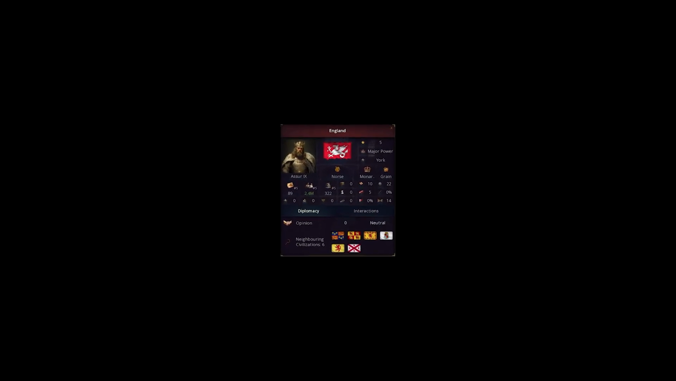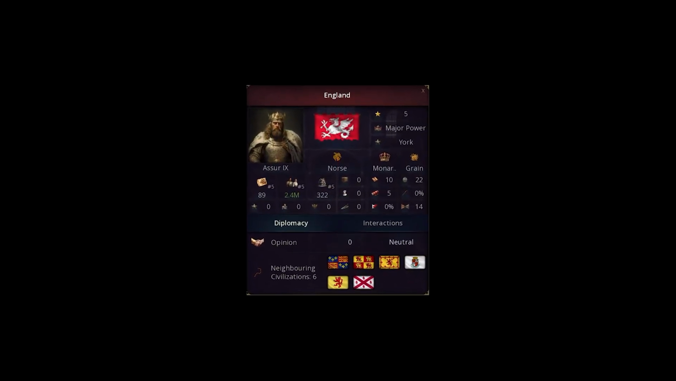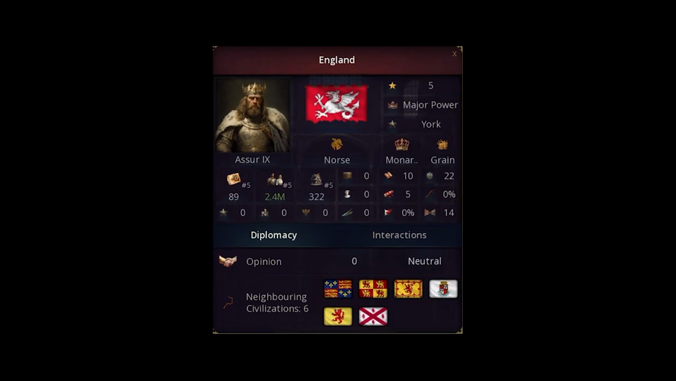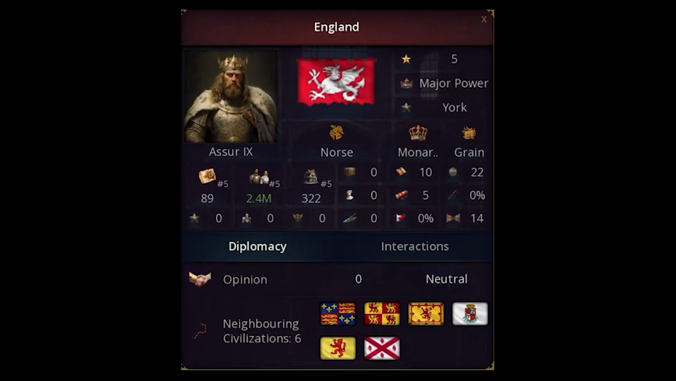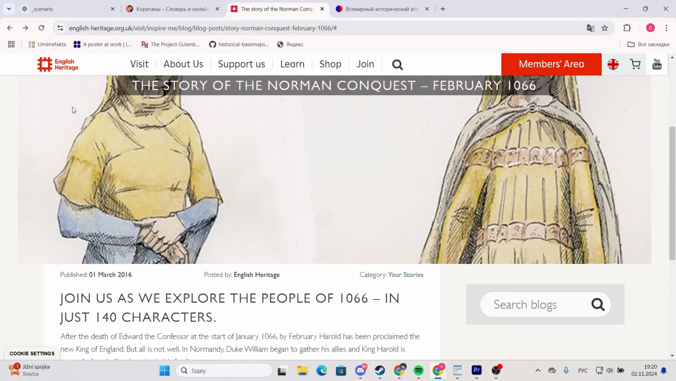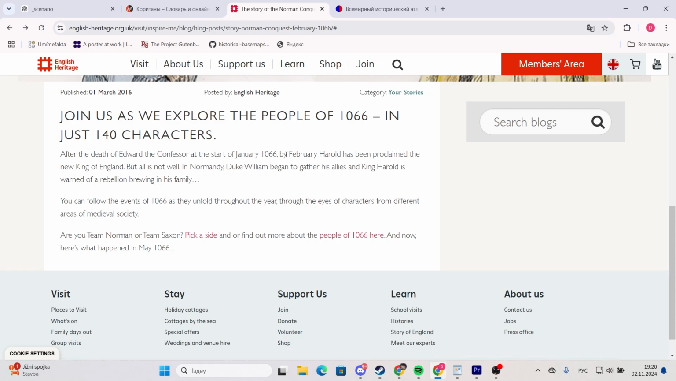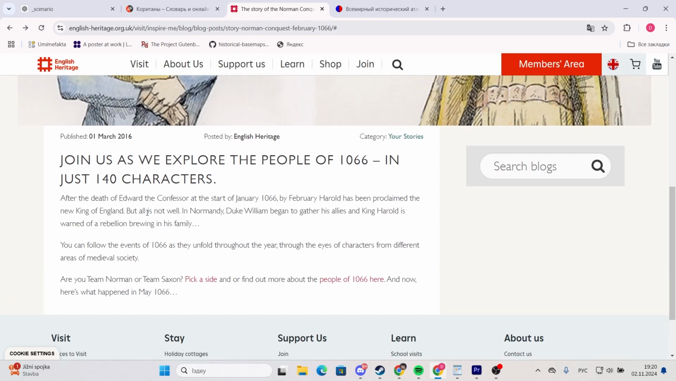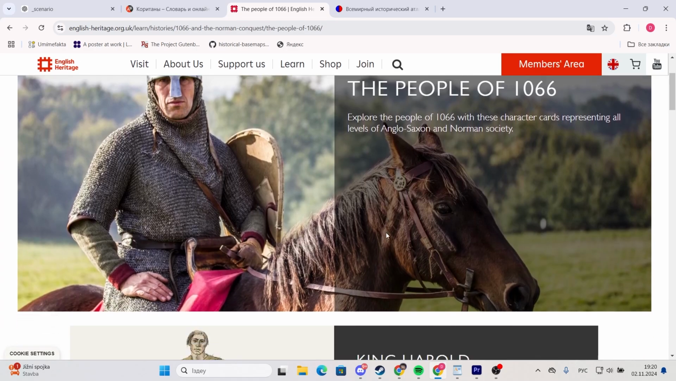February. Meanwhile, the northern regions are under the control of an obscure figure whose name even cursory research fails to uncover. In fact, according to English Heritage, February 1066 marks the point at which William was merely beginning to rally his allies, while Earl Harold had already been proclaimed King of England.